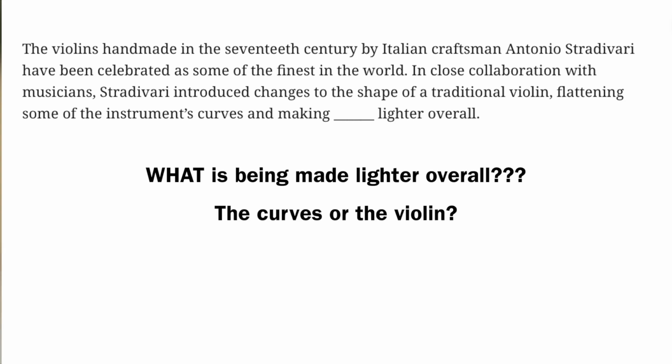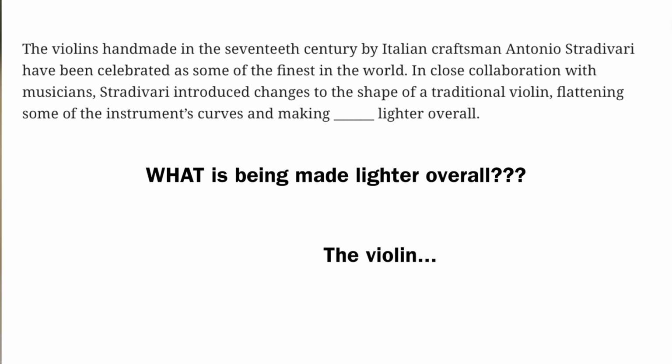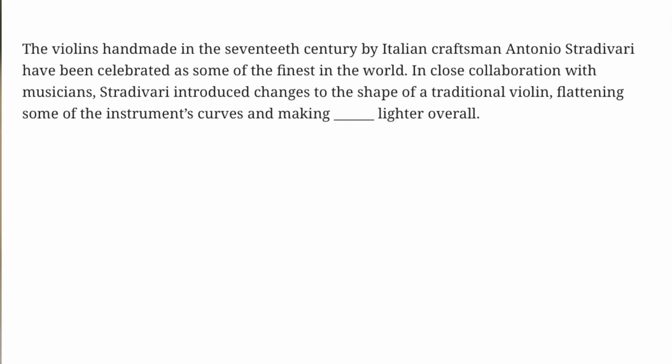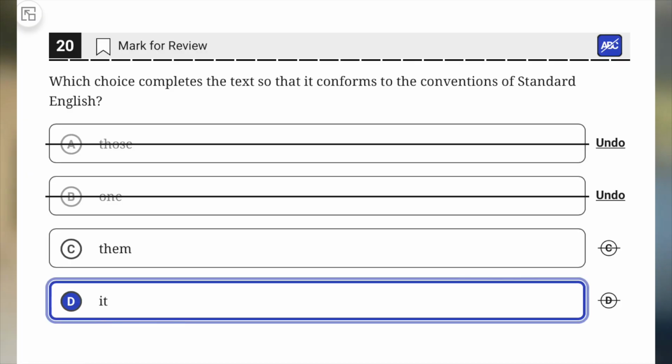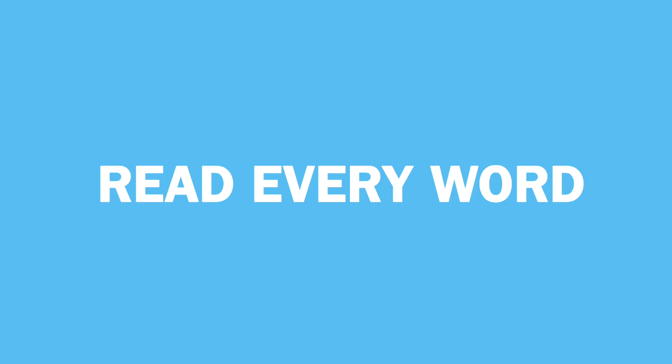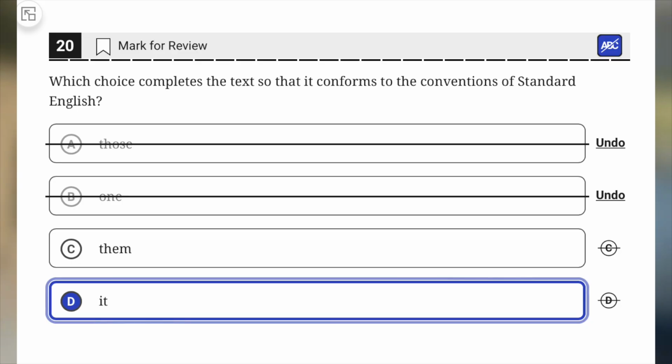If you read closely, you'll see that it's talking about the shape of a traditional violin, and it also goes on to say how it flattens some of the instrument's curves, making it lighter overall. In other words, the trick of this question is recognizing that the sentence is talking about the violin, and the violin is what's being made lighter overall. The main takeaway from this question is you have to read every word in these English questions in order to get the question correct, because it'll give you 2 options, one of which sounds like it could be right, but ultimately it's wrong, and the true right answer is revealed by every word around the blank.